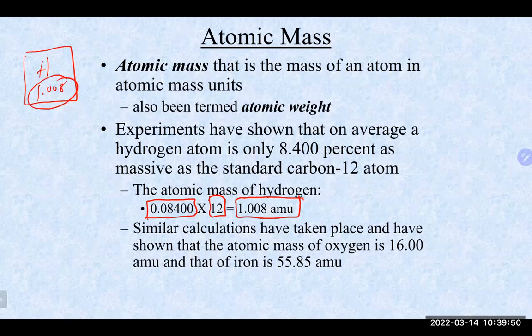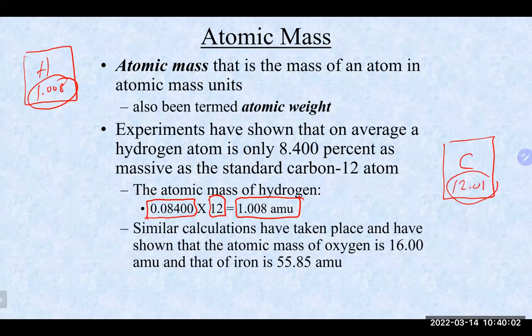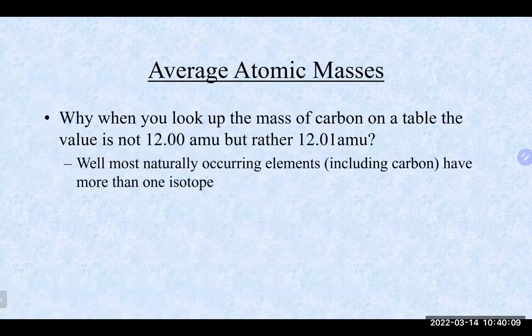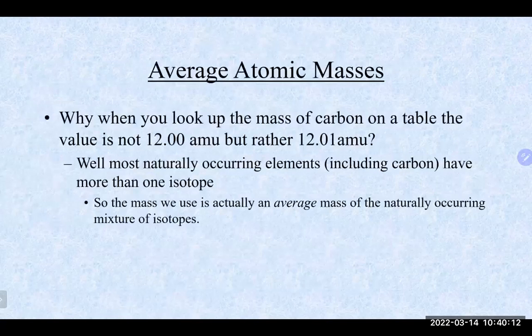Now, since we did use carbon-12 as our standard here for atomic mass, when you look on the periodic table underneath carbon, it actually does not say 12 even. It says something like 12.01. And there is really a reason for that. The reason is that what we see on the periodic table are what are sometimes referred to as average atomic masses. And what they are average atomic masses of are all the naturally occurring isotopes for that particular element.